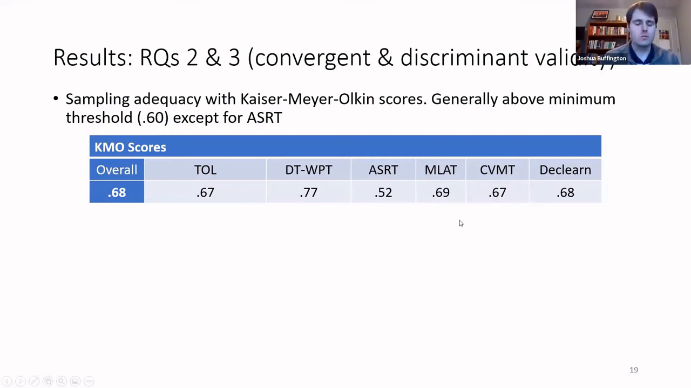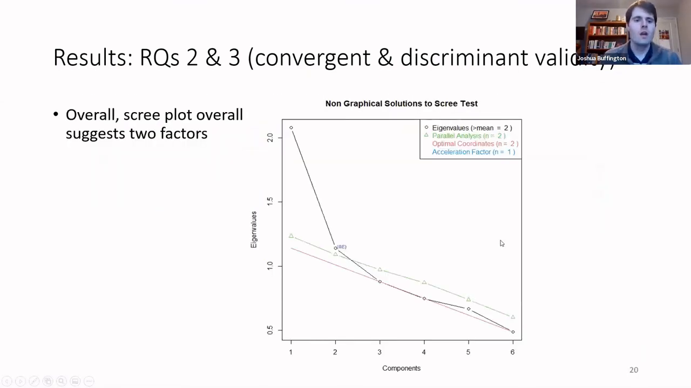Almost all of our tasks were also above this threshold. ASRT was a little bit low. However, as including the ASRT was motivated by our literature review, we kept it in for the factor analysis. We also conducted a scree plot analysis to decide how many factors we should include in our factor analysis.